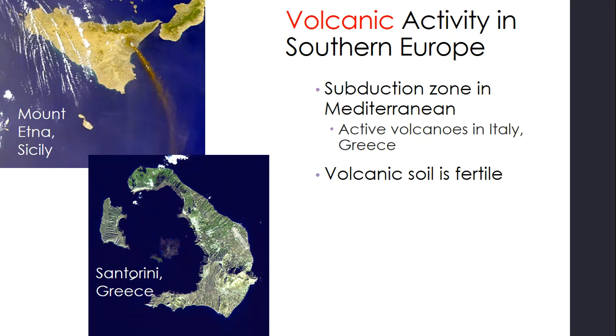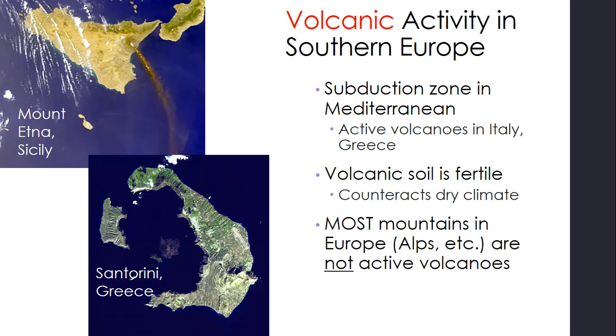Volcanic soil is very, very fertile. So you get a lot of agriculture happening there. It's full of minerals that plants need. And this is kind of counteracted by that dry climate. So even though you're not getting a ton of precipitation in the south, you can still grow some really wonderful things just because you have this very, very fertile soil. Most of the mountains in Europe, such as the Alps, are not active volcanoes. So it's really that active volcano activity happening right in southern Europe, Greece, Italy, that region.